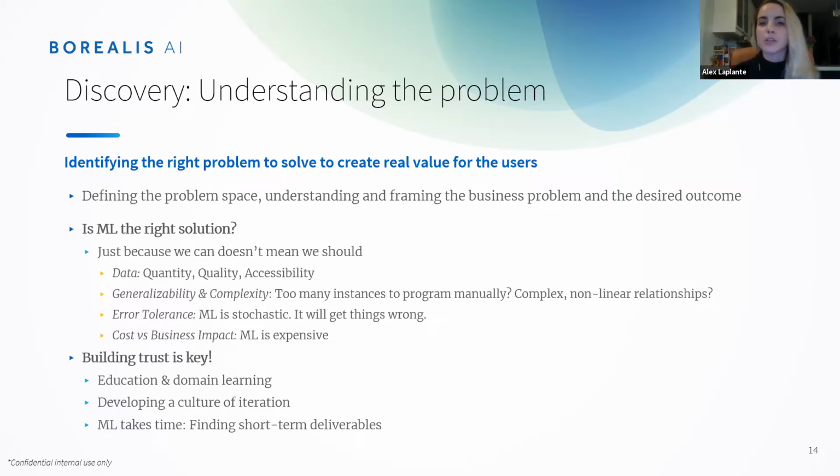Machine learning can be exceptionally expensive. You really want to make sure that the problem you're focusing in on, if you're building a machine learning solution, is one where the business impact far, far outweighs the cost. And the last point I'm going to make is around building trust.